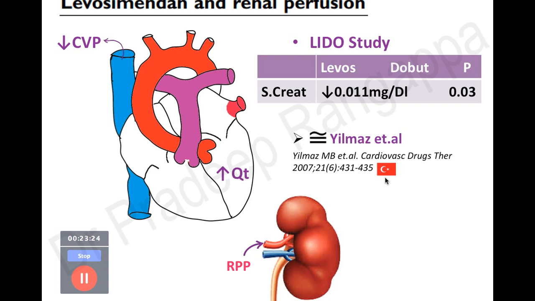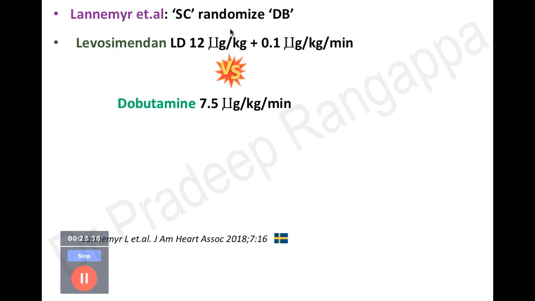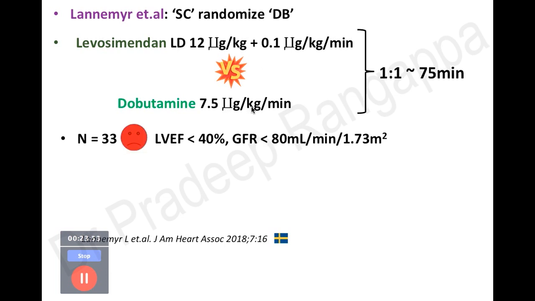So basically, in the group which got levosimendan, the reduction in creatinine was better in these studies, and there are a couple of other studies. So this was another study which came from Sweden by Lanimer et al., which was again a single center randomized double-blind study where they compared levosimendan, 12 micrograms per kg plus 0.1 micrograms per kg per minute, with dobutamine at 7.5 micrograms per kg per minute, 1:1 randomization for 75 minutes.